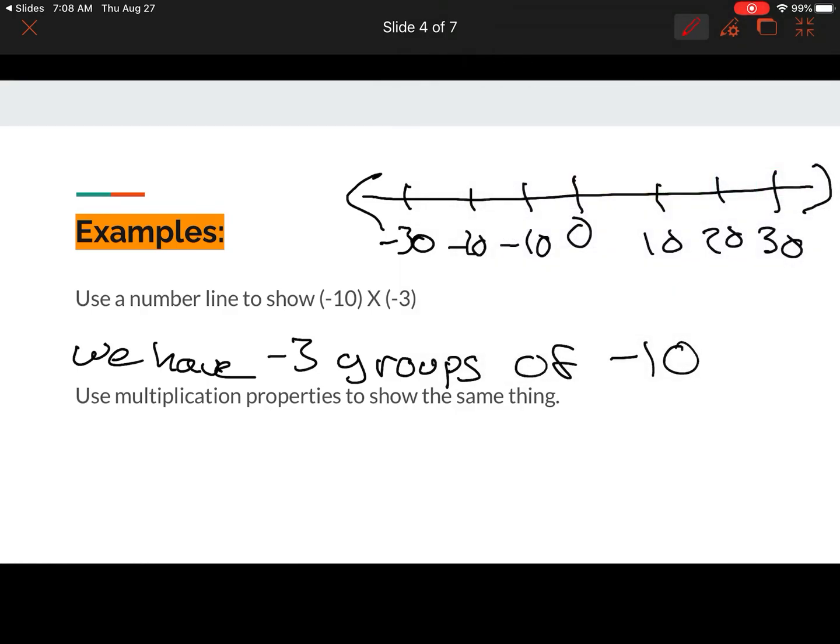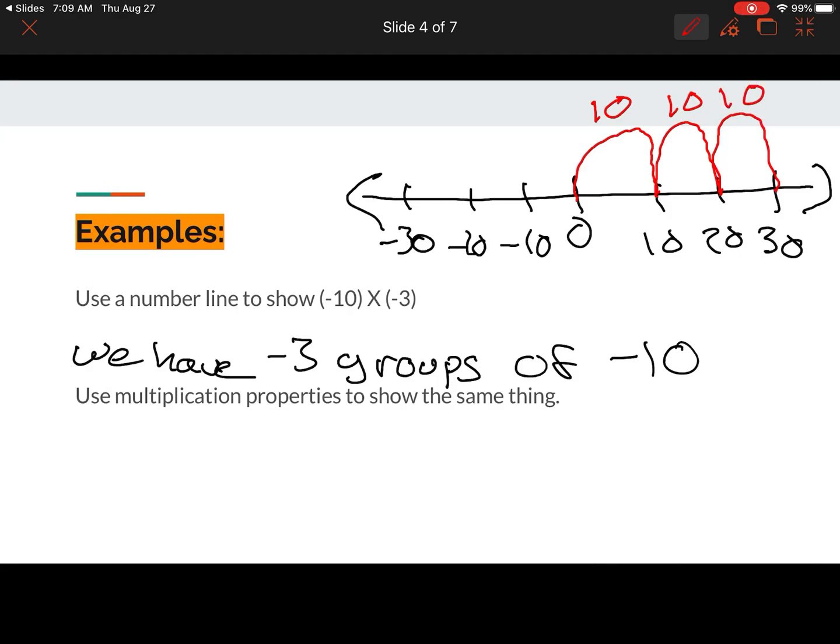Let's remember, we're multiplying two negative numbers together, so our product should be positive, right? Okay, so what we're going to do is count over that 10 three times. So we have one hop here, this is a value of 10. One hop here, this is a value of 10. One hop here, and finally, this is a value of 10.